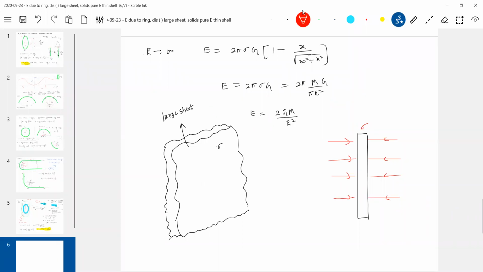This is sigma. What are these? These are lines of force, or better to say the field will be uniform. It's telling us because we don't get any x term here. So the field will be uniform. And this particular thing you have to call a large sheet. This is what we should find out. We brought it from the ring to the disk, and from the disk I ended up with the large sheet here.